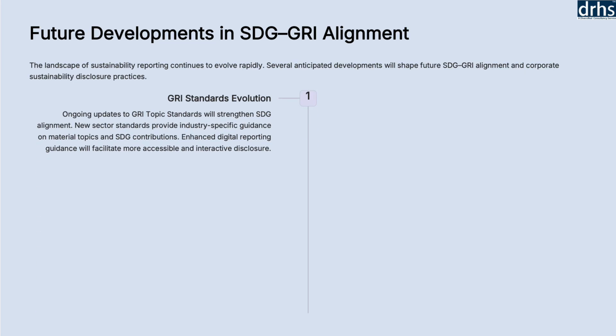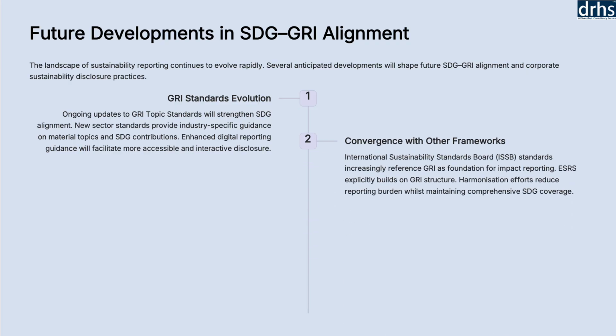A key development is the continued evolution of GRI standards. GRI is progressively strengthening guidance on impact-based reporting, sector-specific standards, and explicit SDG linkages. This will enable organizations to better connect material topics with SDG targets and communicate sector-relevant contributions with greater clarity and consistency. Another major trend is convergence with other global frameworks.